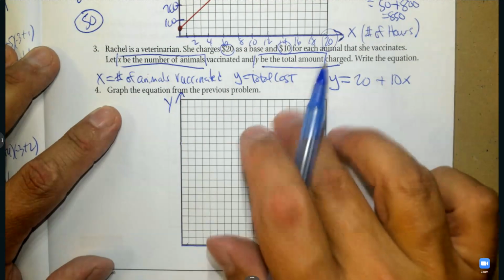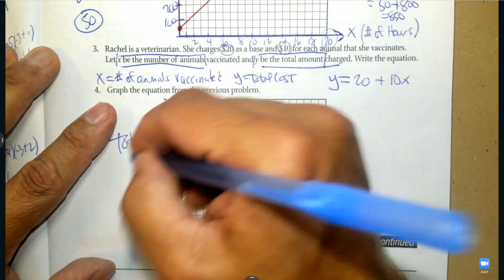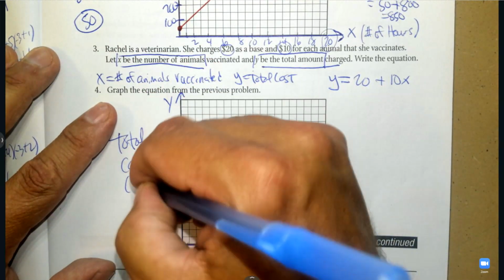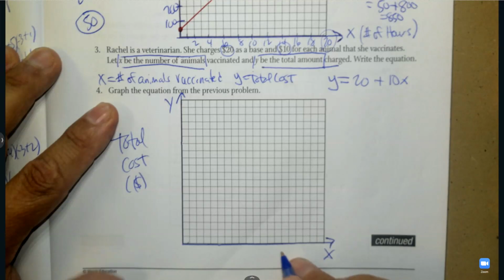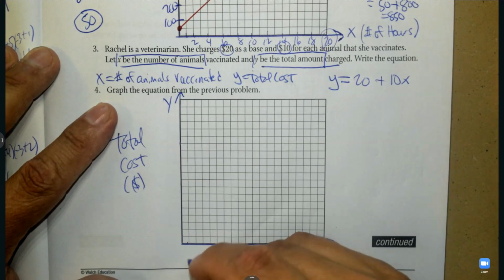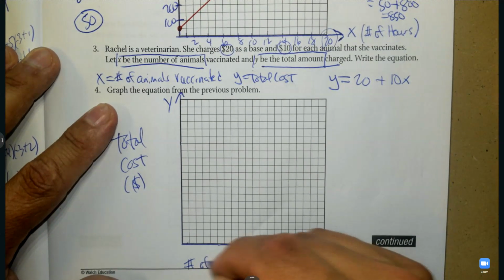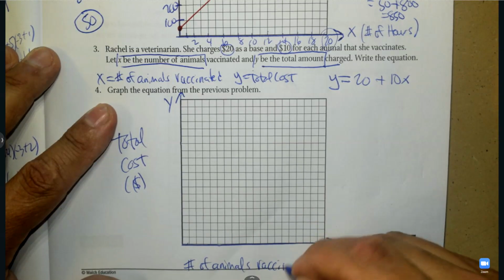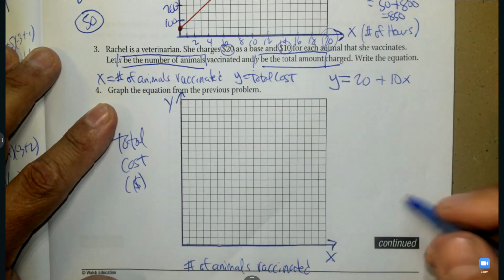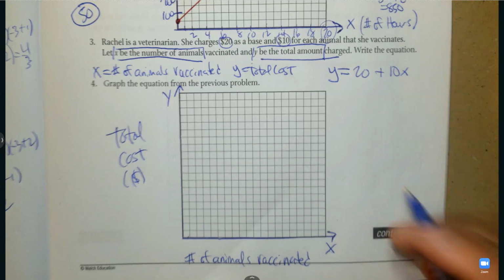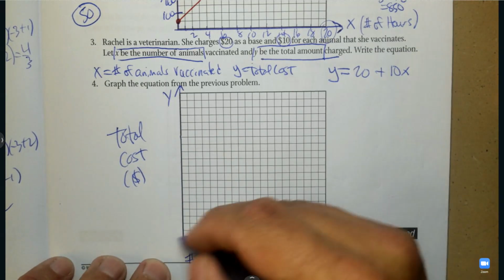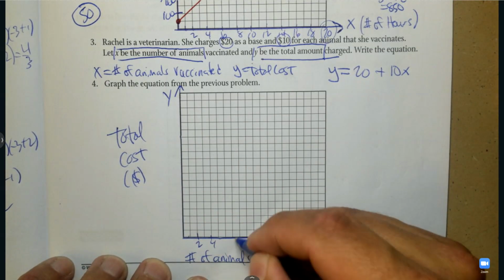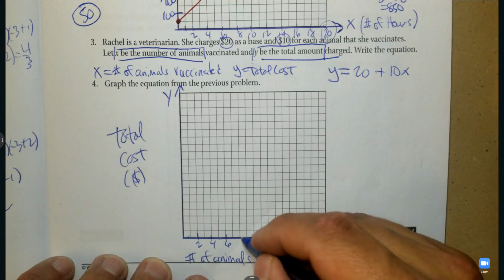So again, the Y is the total cost. That scale I'll do last. And I do have room here. The X is the number of animals vaccinated. So I'm going to start there. So the scale on the X, again, I'm just going to count by one animal at a time. So that's going to take me all the way across to 20.